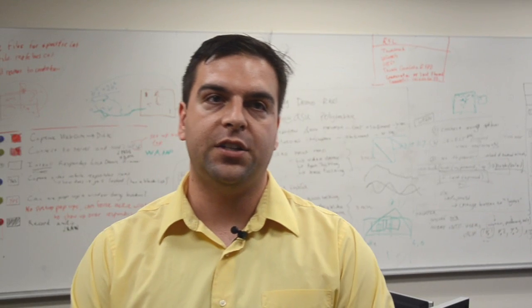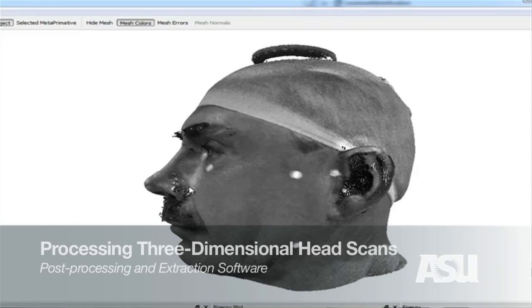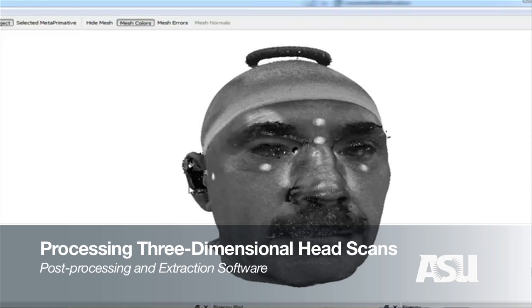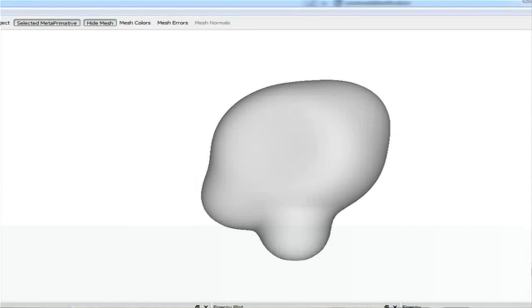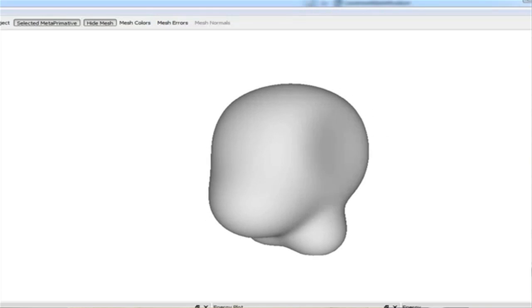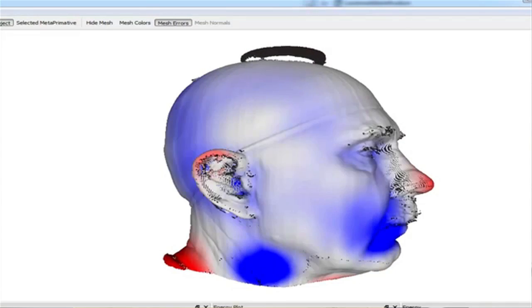And we have a project, for instance, with the Army, where we're digitizing a bunch of faces and trying to recognize what's what, align them with a database of faces so we can understand the distribution of shapes, and then even estimate missing shapes like the internal anatomy or repairing holes.